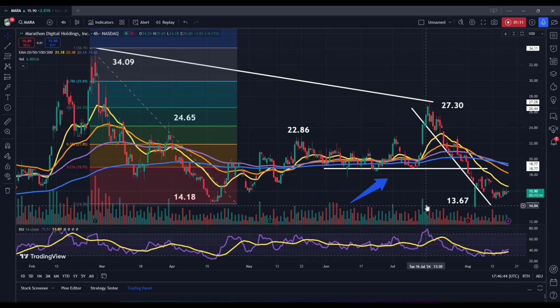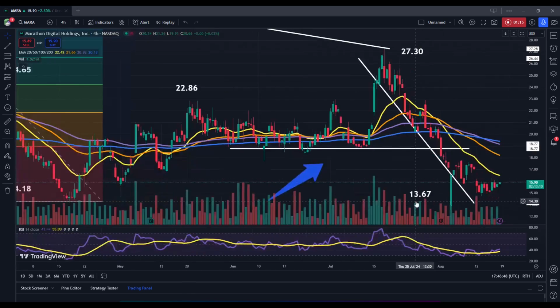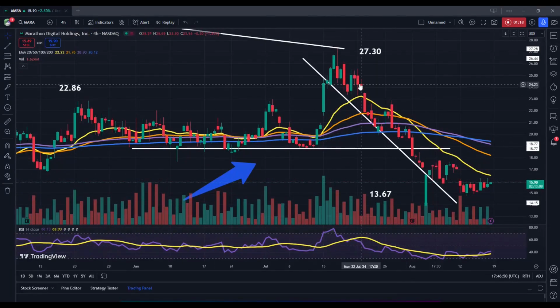So this is significant because we have now convincingly moved below the exponential moving average cluster. As we can see here, if we drill in a bit, we can see that share prices have moved below all 4 of its major exponential moving averages on the 4-hour price chart. So essentially, this does tell us that momentum is starting to head in the negative direction.